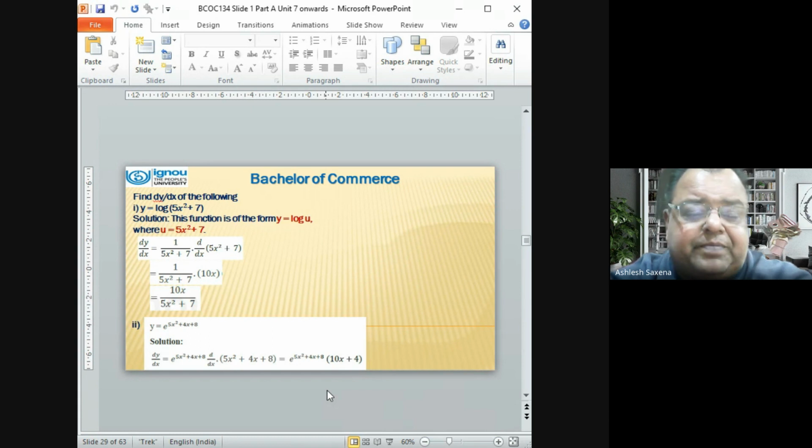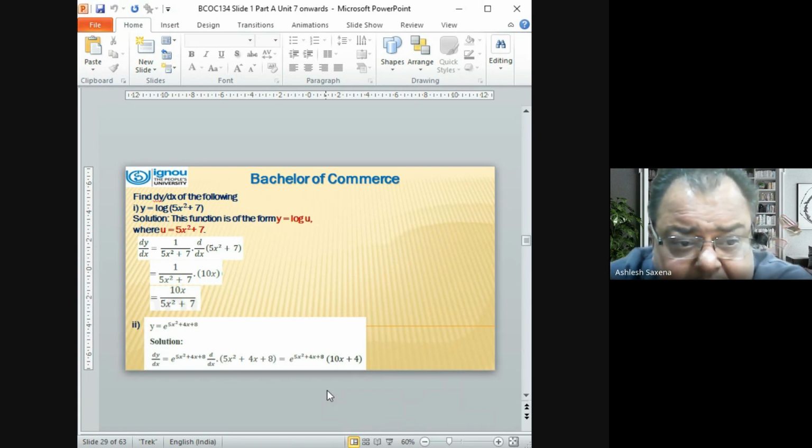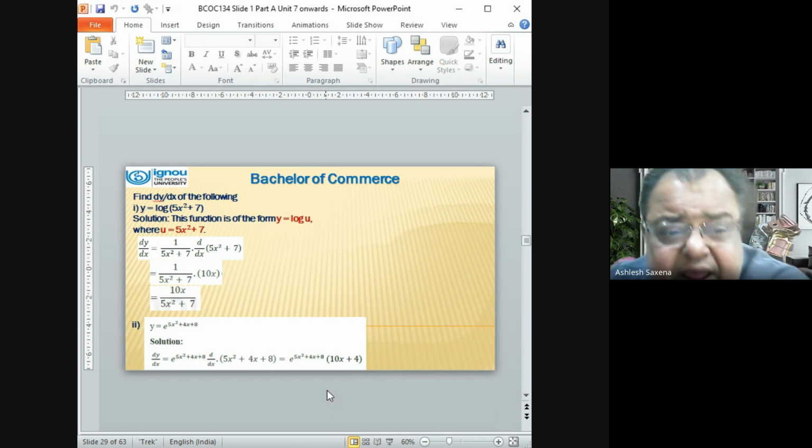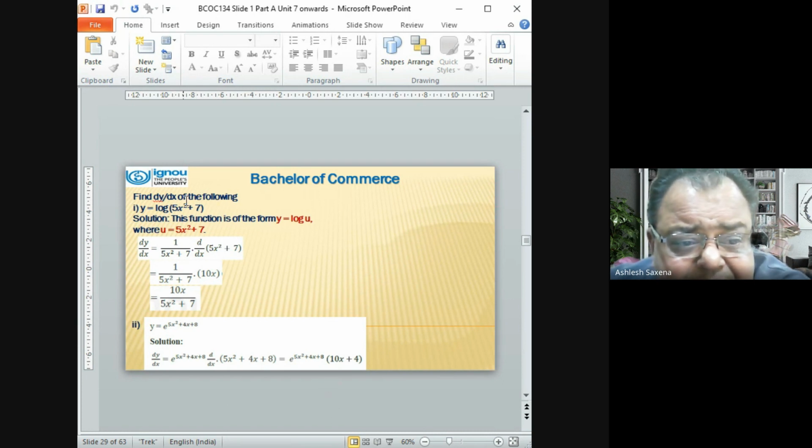What will we be doing? We will just substitute 5x² + 7 by u. When we do that, our question becomes y is equal to log u. Right? Find dy/dx. If you have to find dy/dx, what is the derivative of log x? The derivative of log x is 1/x. Your x, the complete whole, is this one. So straight away write 1/(5x² + 7) into d/dx of this.